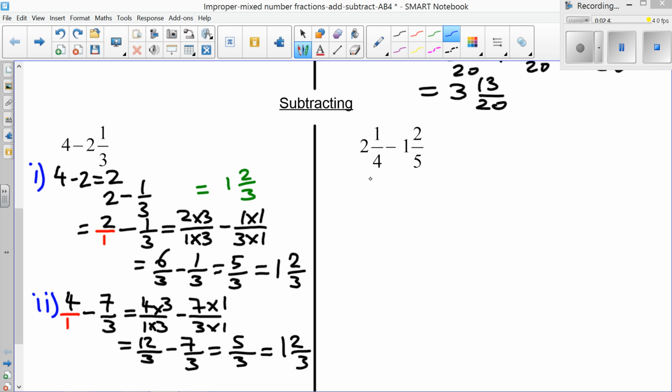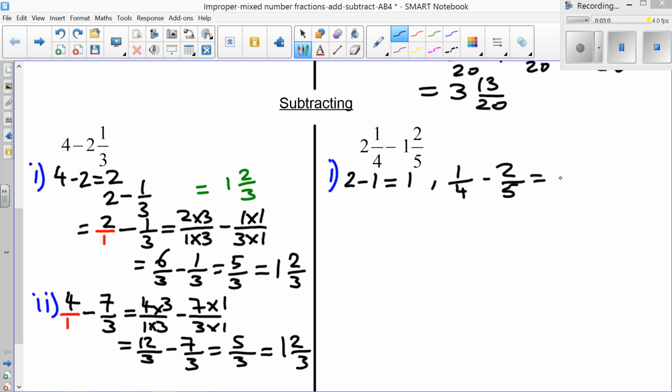In the case of subtracting mixed fractions, again I have two options. The first option is to subtract the whole numbers. That's the 2 minus the 1. 2 minus 1 is 1. That leaves 1/4 minus 2/5.